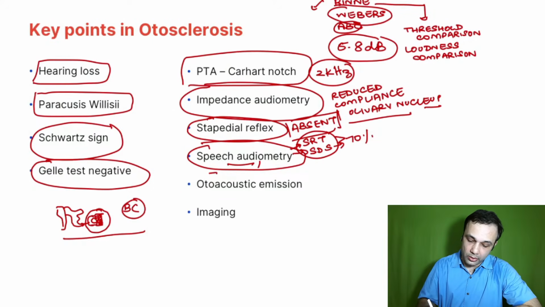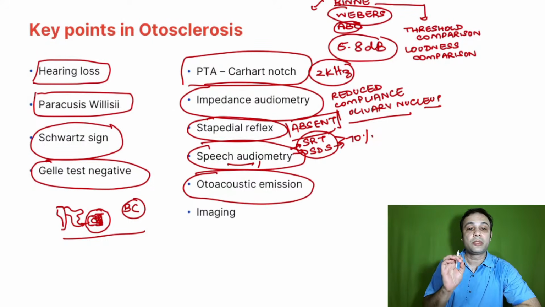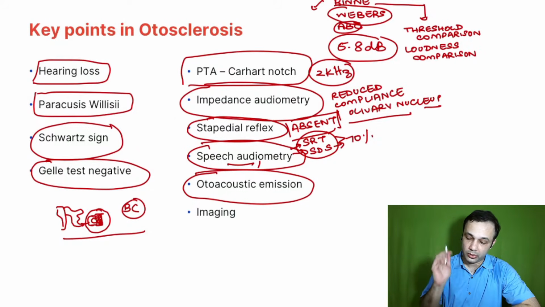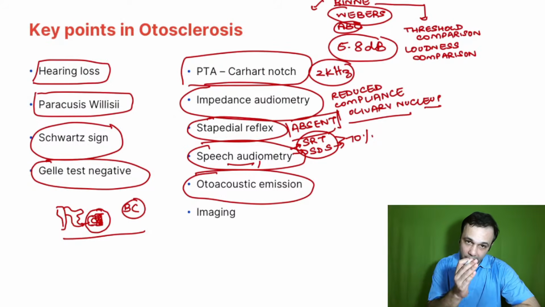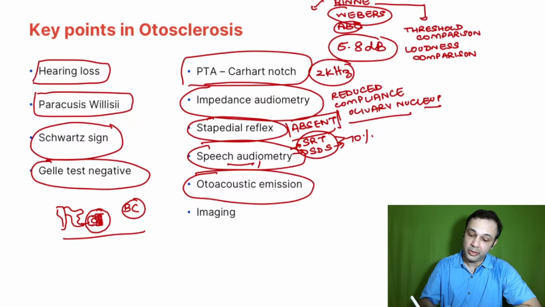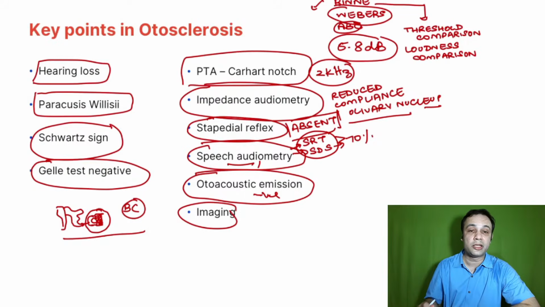So when you talk about otoacoustic emission, it is related to the outer hair cells. So what happens in otosclerosis? Will it be present or absent? We'll talk about the pathway of otoacoustic emission. It will be absent in cases of otosclerosis. It is negative in case of otosclerosis. And imaging can be done to find out the thickness of the footplate in cases of otosclerosis.